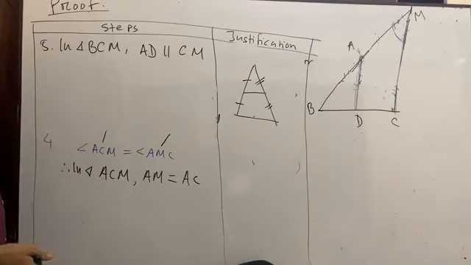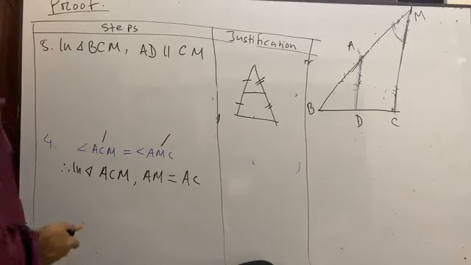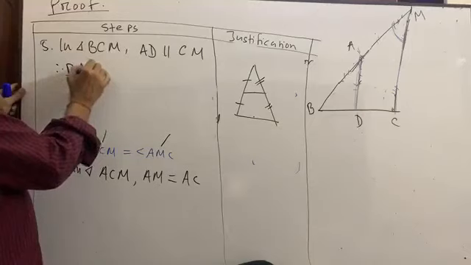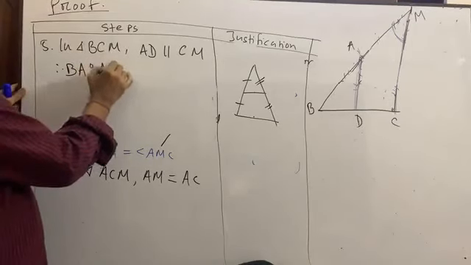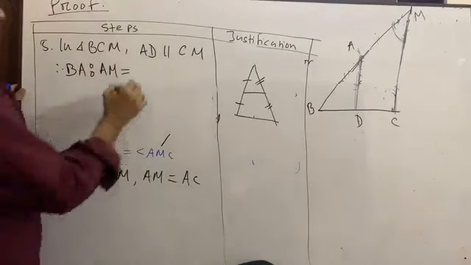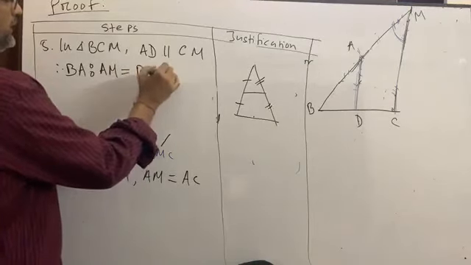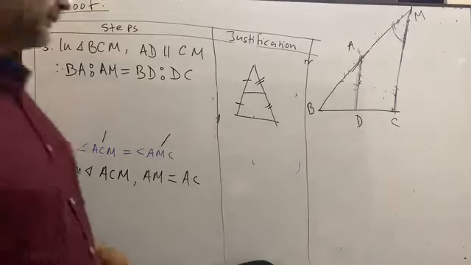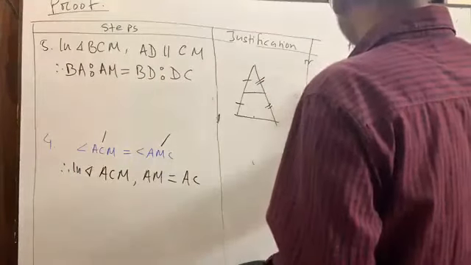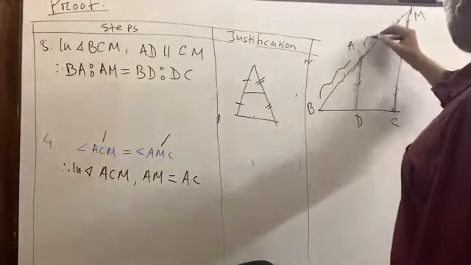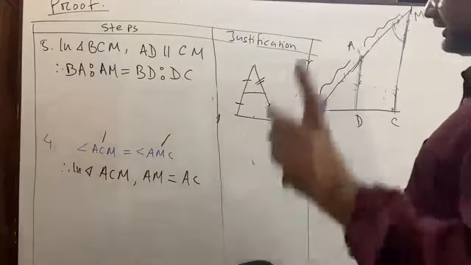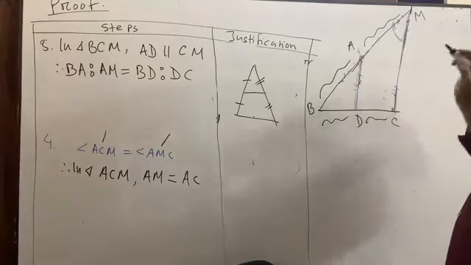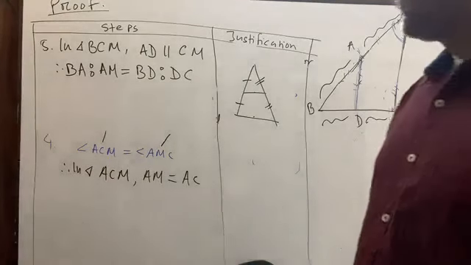Okay, here we can write, therefore, BA is to AM is equal to what? BD is to DC. That means this side by this side is equal to this side by this side.